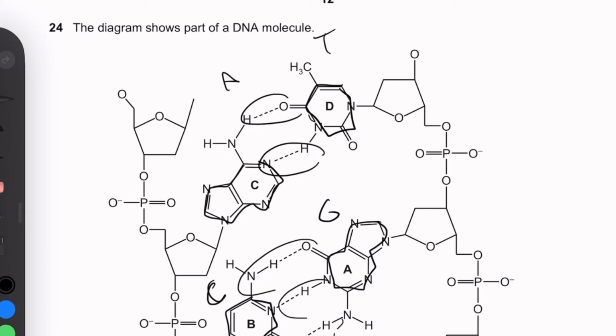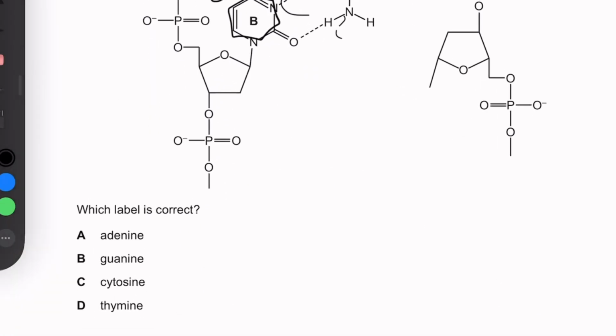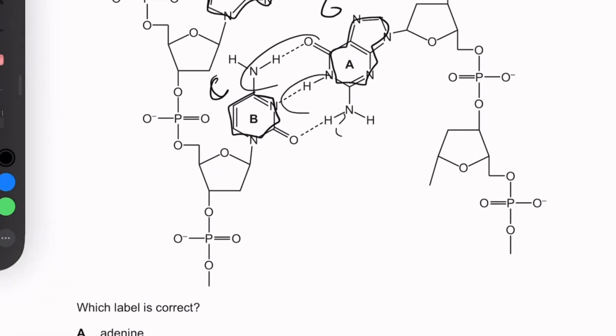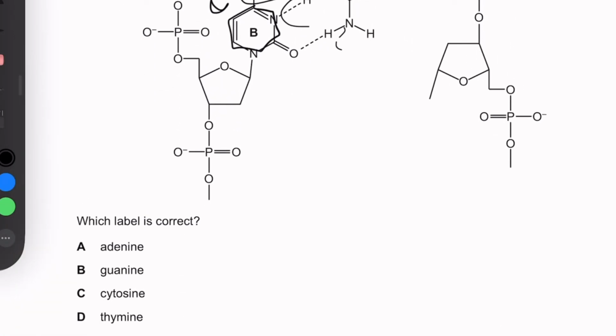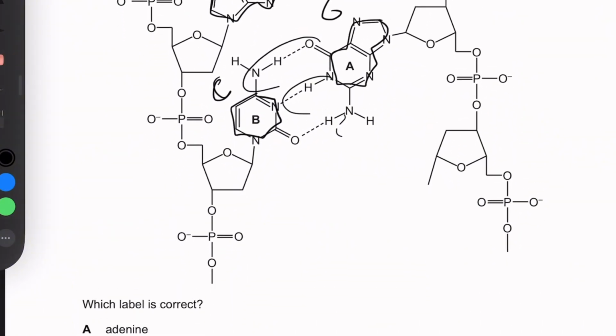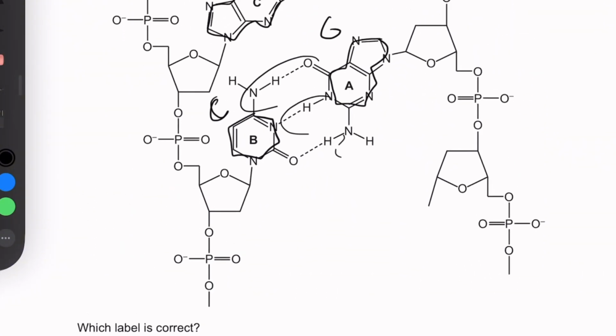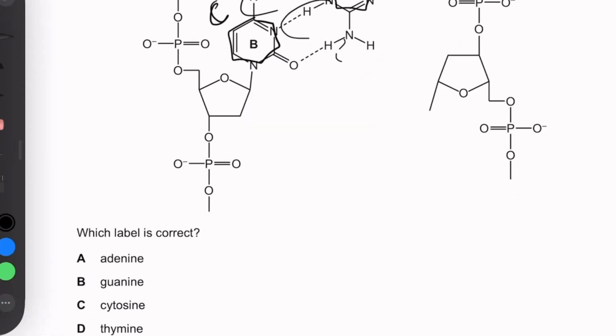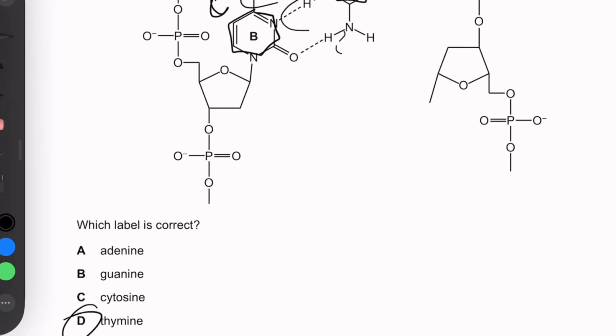Adenine is a double ring, guanine is a double ring, thymine and cytosine are single ring, or in other words, pyrimidines. Which label is correct? Let's see. A is adenine, that's wrong, it's guanine. B is guanine, that's wrong, it's cytosine. C is cytosine, that's wrong, it's adenine. And lastly, D is thymine, that's true.